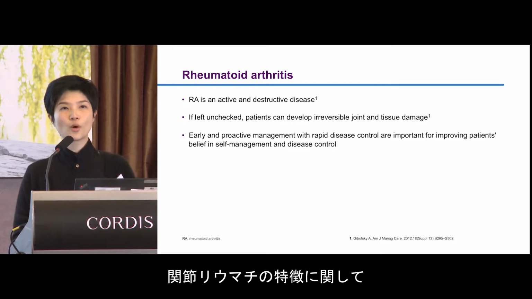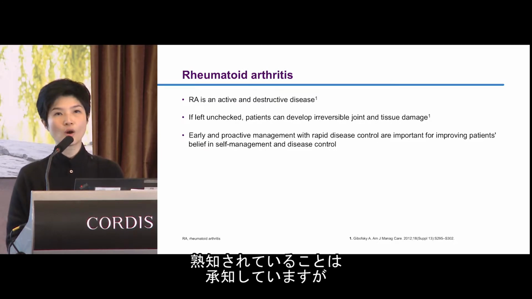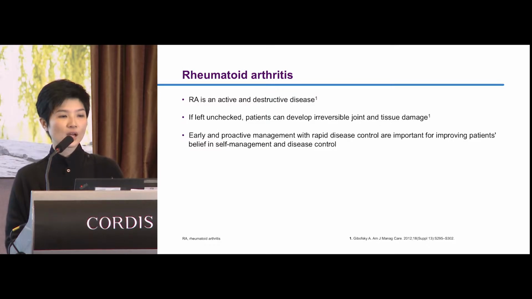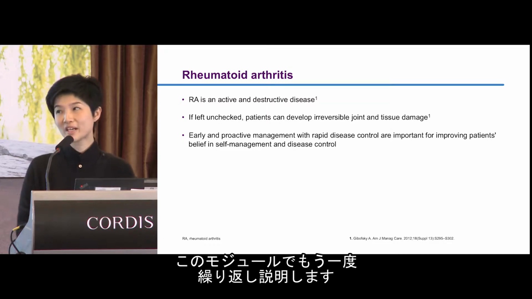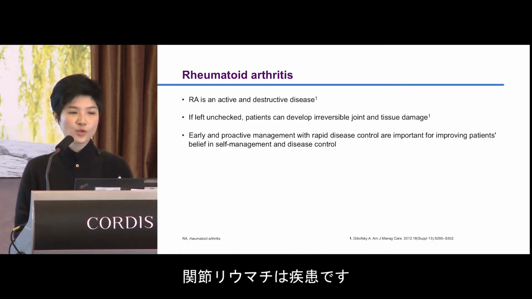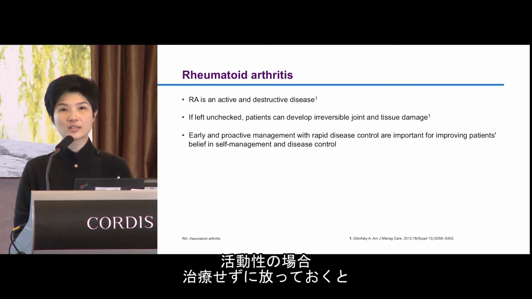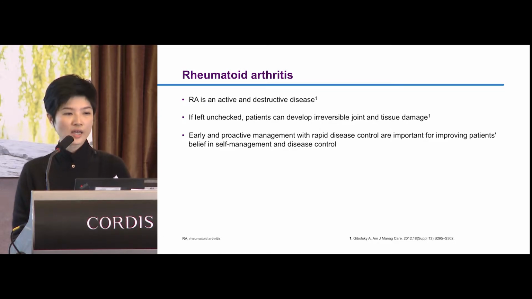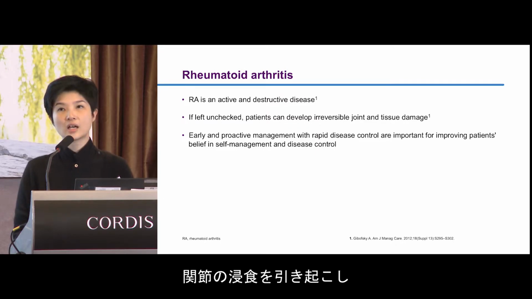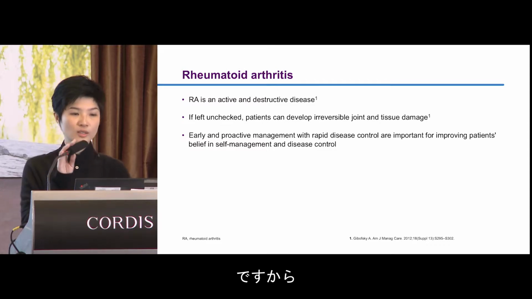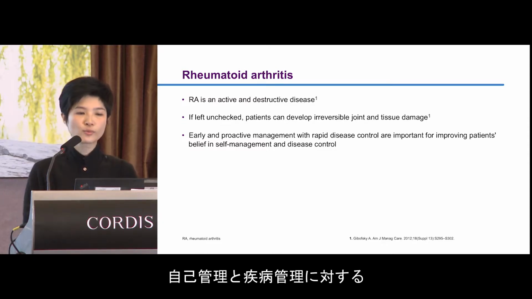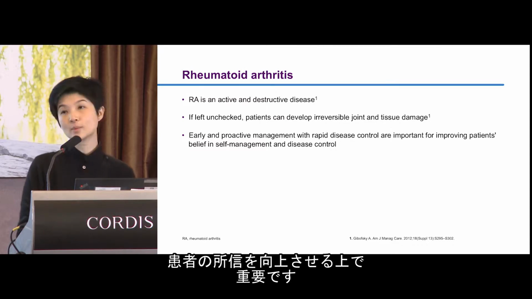I'm sure you all know very well about the nature of rheumatoid arthritis. But I'm so sorry that I need to repeat it once more in this module, because it is a very important concept. Rheumatoid arthritis is a disease. If it is active and you leave it untreated, then the patients can develop irreversible joint damage and joint erosion. And it would deeply affect the patient's normal functions and activity. So early and proactive management with rapid disease control are important for improving patients' belief in self-management and disease control.